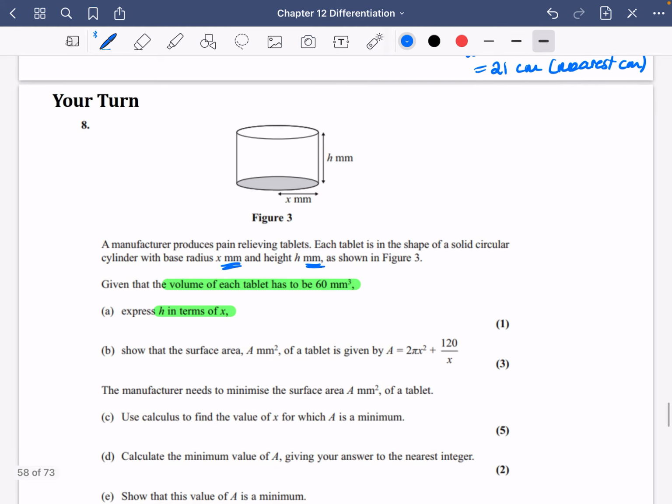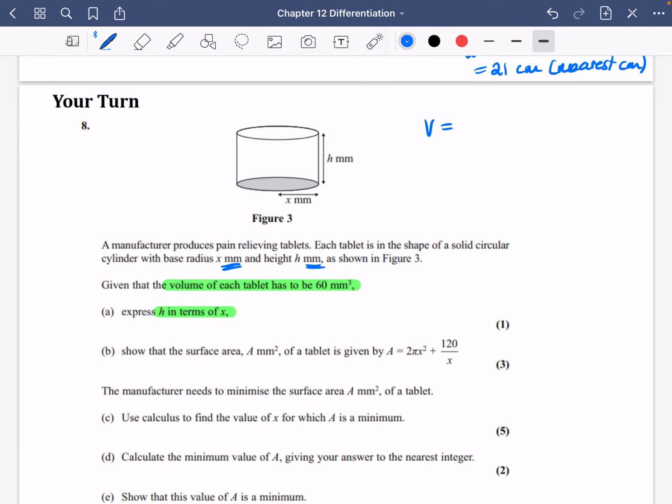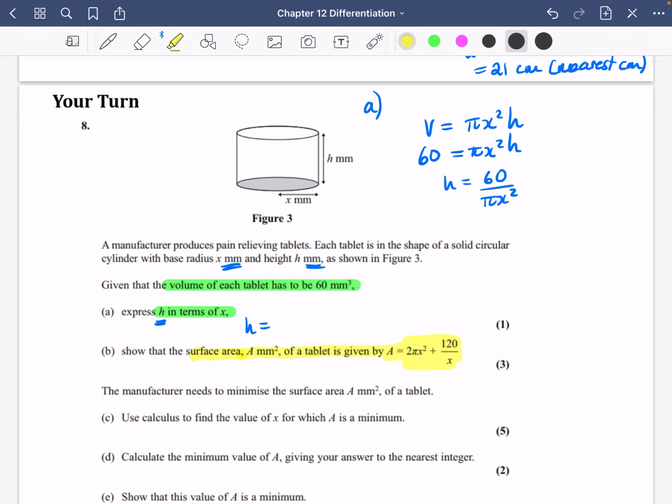So let's start off by thinking about what the volume is. Now we know the formula for the volume is the area of the cross section, which is pi x squared, multiplied by the length, which is pi x squared h. And they've told us that the volume here is 60. So this is for part A. I always like doing this next to the diagram so I can see it. So 60 equals pi x squared h, and we want h in terms of x, we want h equals. So h equals 60 divided by pi x squared. Next thing it wants us to do is to show that the surface area is given by this. So let's find out what the surface area is with h, and then we'll do the substitution.